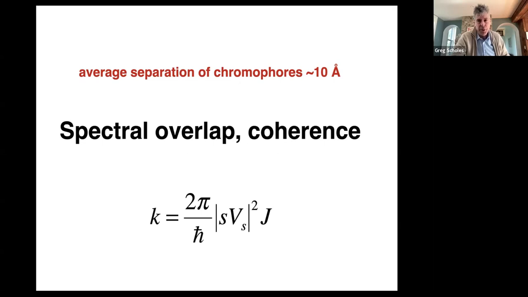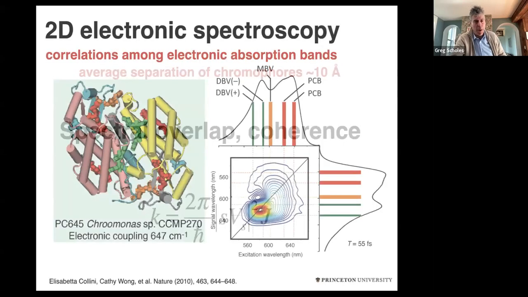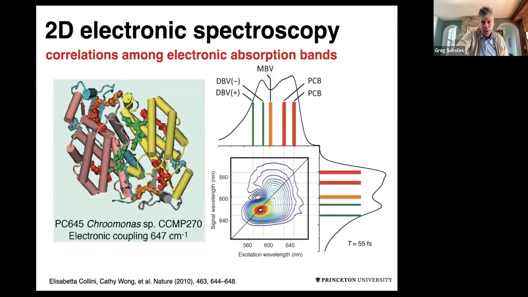Okay, so the last thought I'll leave you with is more qualitative, coming back to the spectral overlap factor here. And coming back to experiments of the kind a lot of people have looked at, this is just one example here of 2D electronic spectroscopy, where interesting features have been seen in the dynamics using experiments like this that tell us that.